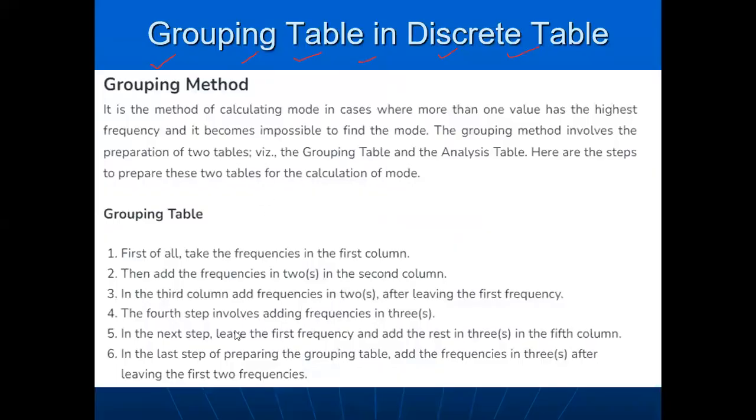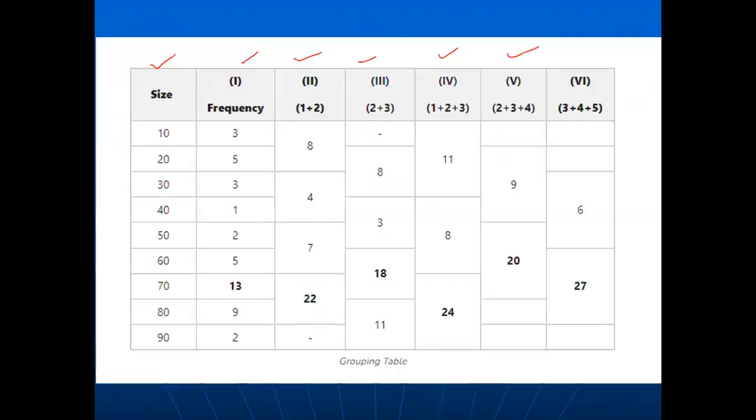So what is the sixth column? In the last step of preparing the grouping table, add frequencies in threes after leaving the first two frequencies. So the first two frequencies you have to leave, and then you have to add frequencies in threes. That is, 3 and 5 we have to leave. Then we add in threes: 3, 1, and 2, that becomes 6. 5, 13, and 9 becomes 27. So like this, we will get the last column. So there are 6 columns here in the grouping table.